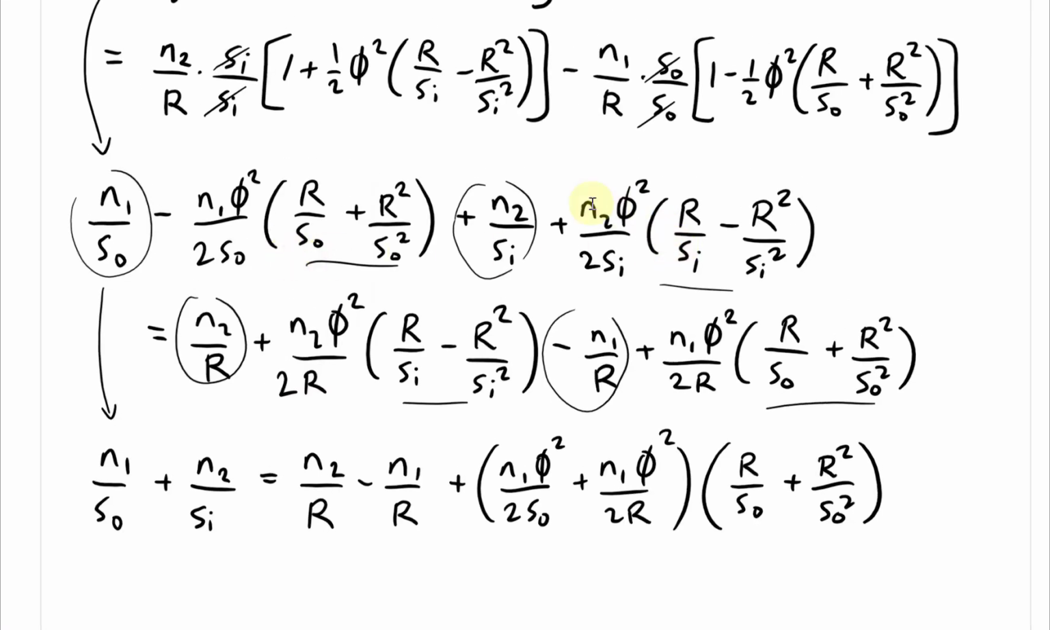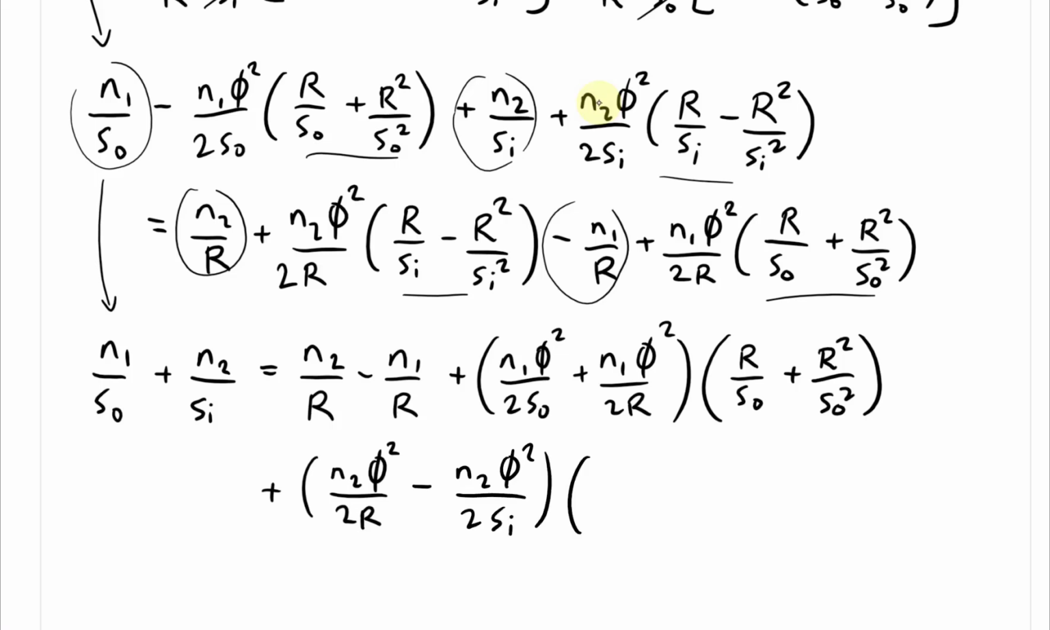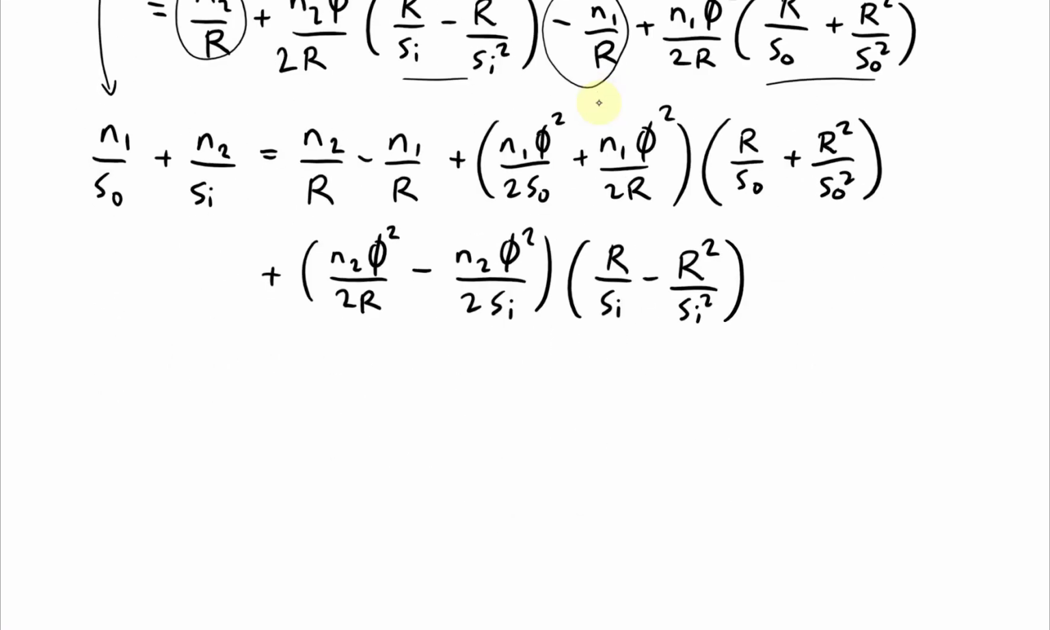And now we're going to subtract this and collect the like terms, which is this one. So this is going to equal, well, it's going to be a plus. Let's keep it the plus. So we have this in front, n2 phi squared over 2r. And then minus, this is going to be over here, n2 phi squared over 2si, and then bracket r over si minus r squared over si squared, and then bracket. So now that is what we have.